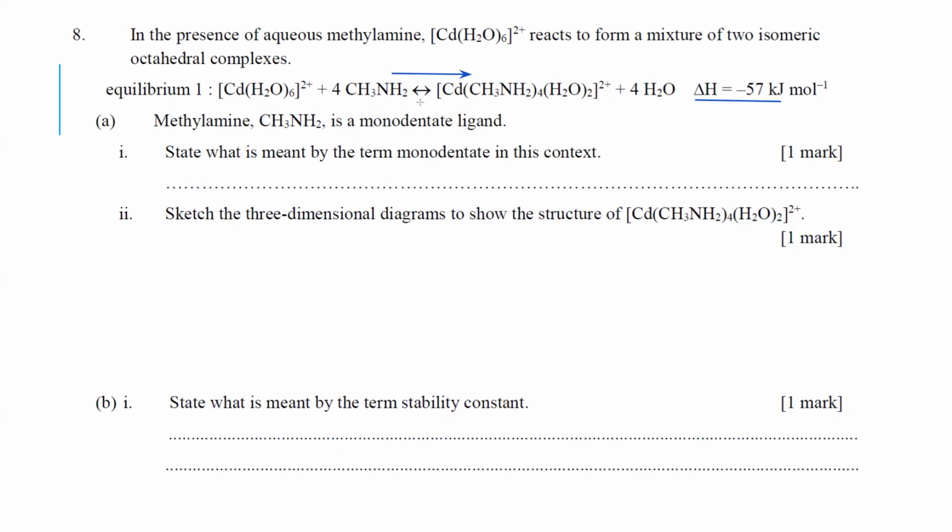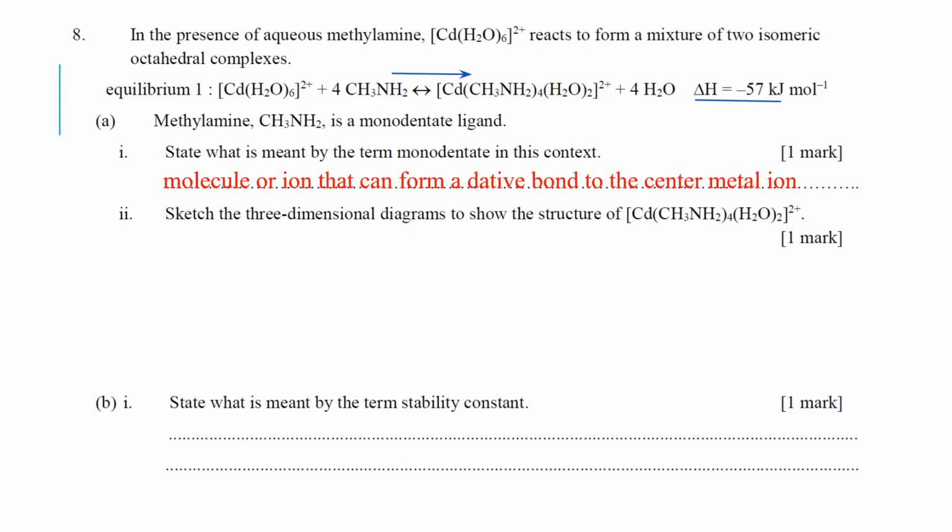Okay, so methylamine is a monodentate ligand. Number one, state what is meant by the term monodentate in this context. So monodentate means a molecule or ion that can form a dative bond to the central metal ion. Or you have one ligand donor atom to the central metal ion.